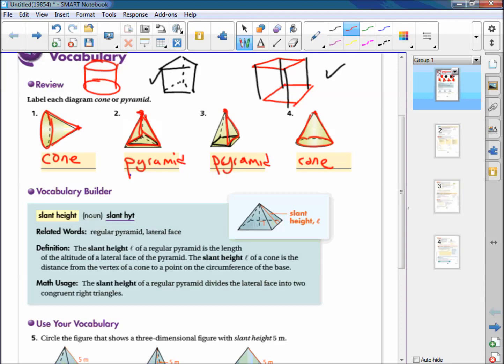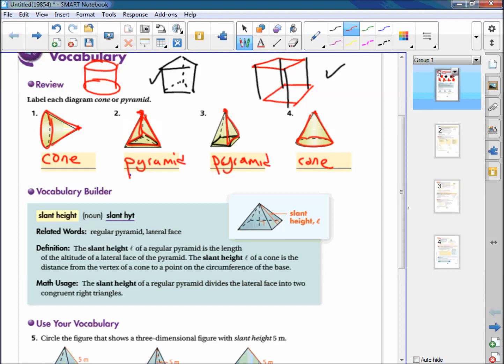All right, so our slant height, regular pyramid, and lateral face are some related words. So a definition: the slant height L of a regular pyramid is the length of the altitude of the lateral face of a pyramid. The slant height L of a cone is the distance from the vertex to some point on the circumference of the base of the cone.